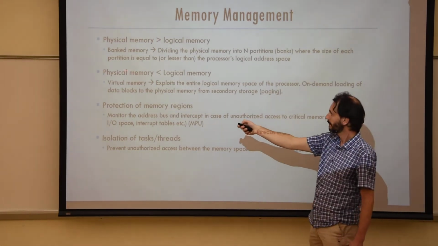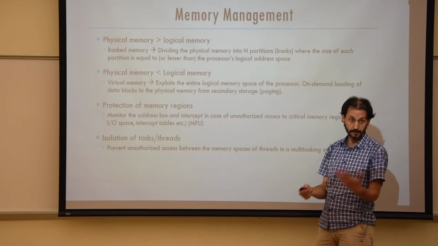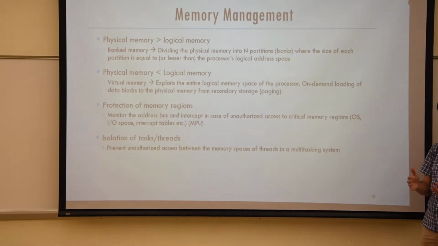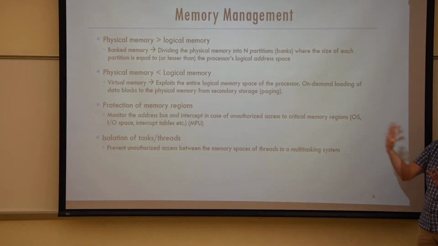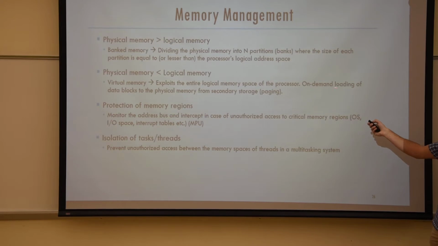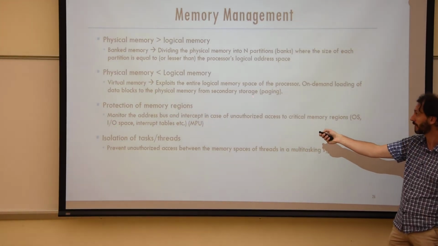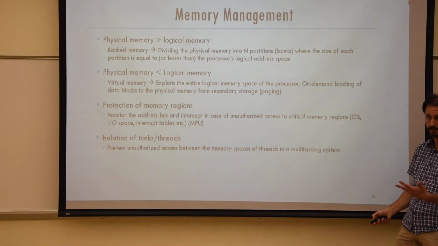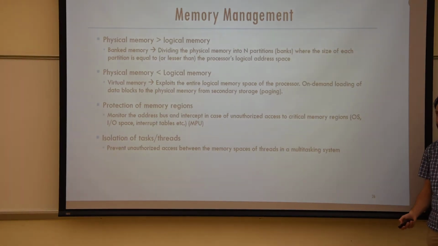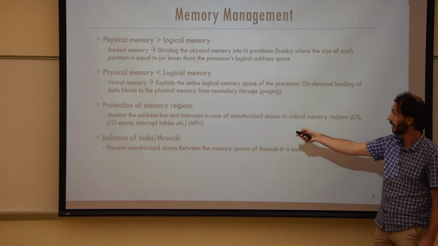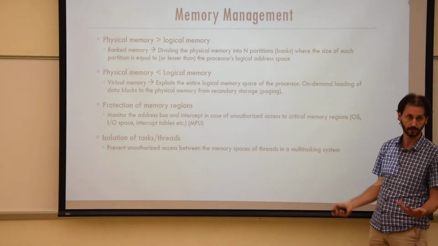What you will have to do is that if the physical memory is just too limited, for example, if it's not in your DRAM, you need to go to disk in order to load it. So you need to do on-demand loading of data blocks to the physical memory from some secondary storage, like a disk to DRAM, for example. And that's what we call paging. So the disk storage plus the DRAM is, of course, now larger or equal to the logical memory.